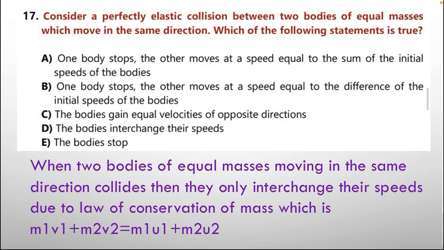When two bodies of equal masses moving in the same direction collide, they only interchange their speeds, due to the law of conservation of momentum, which is m1v1 plus m2v2 equals m1u1 plus m2u2. Regarding that explanation, the correct answer is option D. The bodies interchange their speeds.